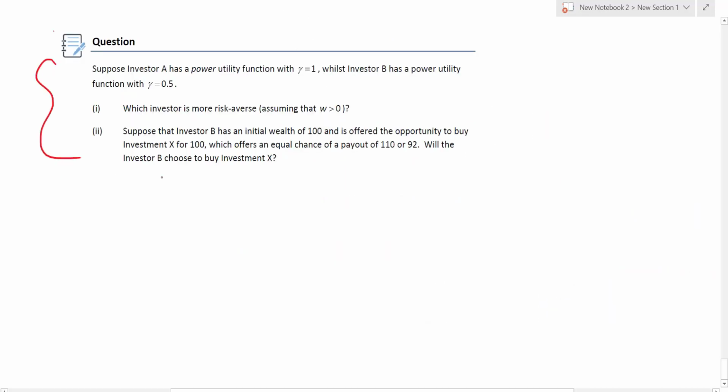Now let's just look at this question. Very straightforward. Suppose that investor A has a power utility function with gamma equal to 1, whilst investor B has a power utility function with gamma equal to 0.5. Which investor is more risk averse? That is the first question, assuming obviously that the wealth is positive.